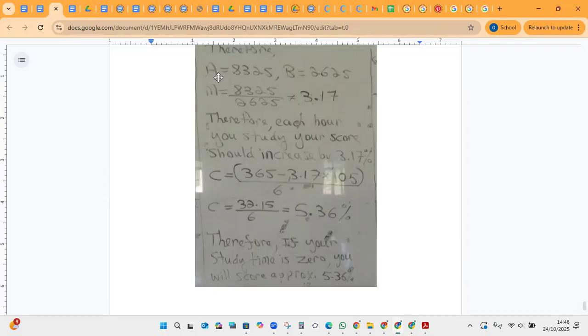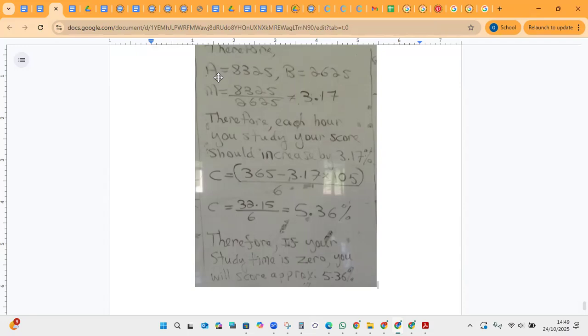So each hour you study, your score will increase by 3.17. That's what the 3.17 means. If you study for 1 hour, you might get 3.17. 2 hours, 2 times 3.17, etc.